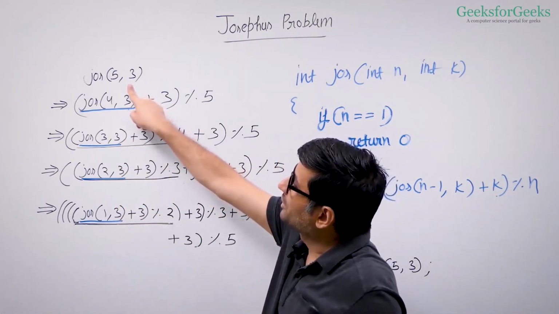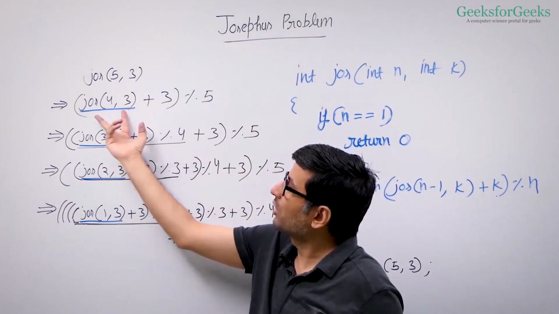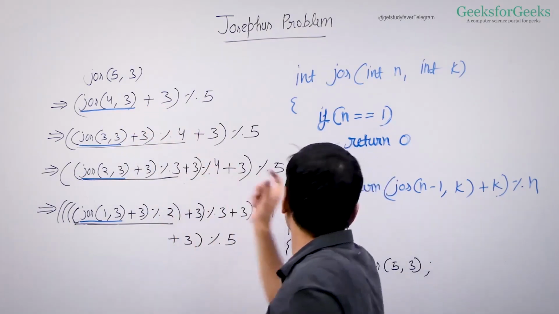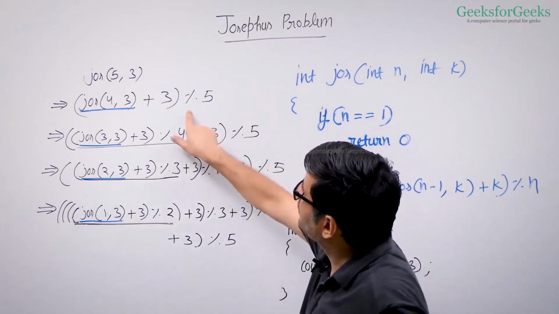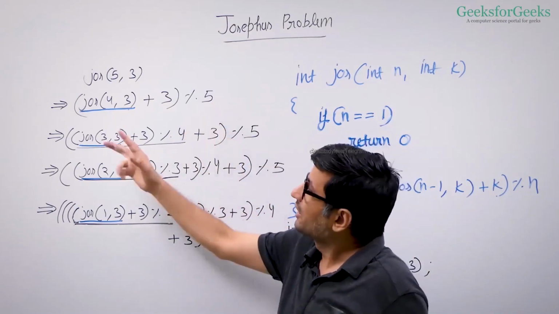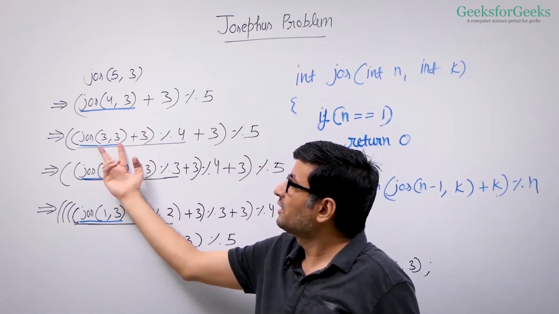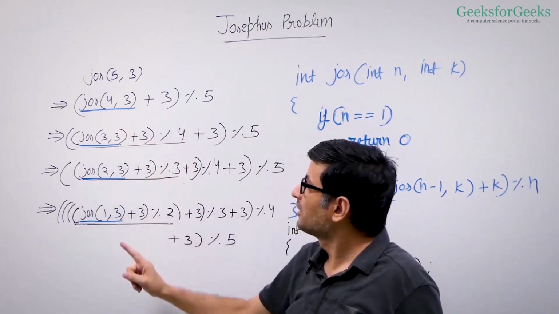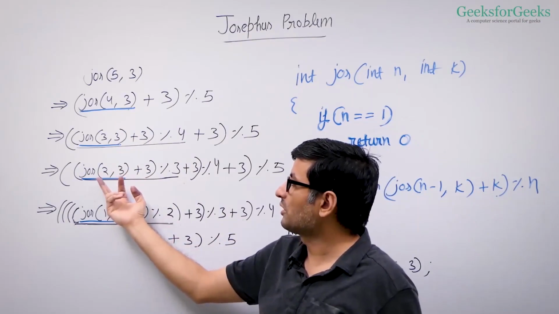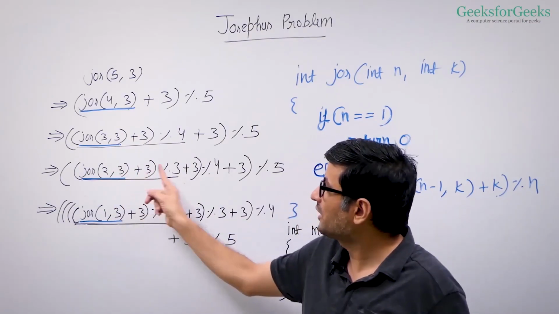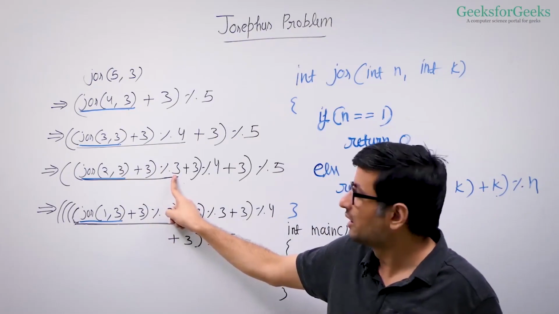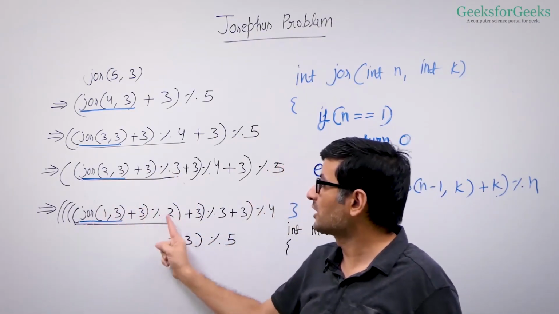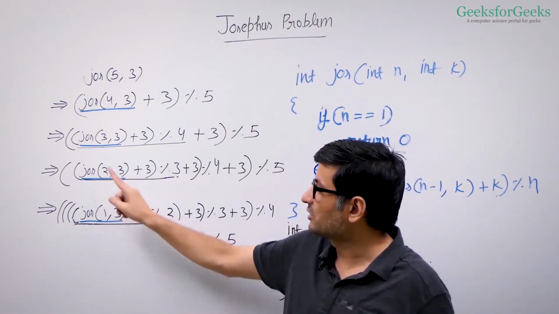So when you call for 5, 3, what happens? It makes a call for 4, 3, right? Adds 3 to it, right? The same expression is being added, does a modulo 5. Then this 4, 3 calls 3, 3, adds 3 to it and does modulo 4 because n is 4 now. This 3, 3 makes a recursive call to Josephus 2, 3, adds 3 to it, does a modulo division with 3. This makes a recursive call to Josephus 1, 3, adds 3 to it, does a modulo division by 2 because n is 2 now.